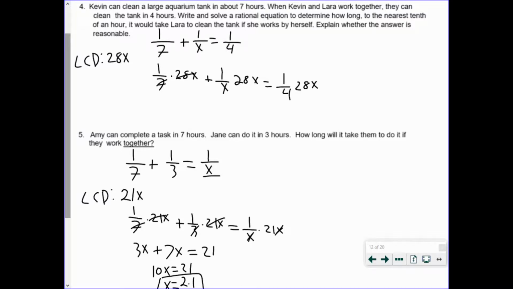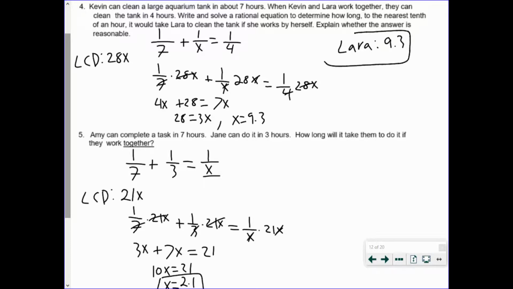28x divided by 7, that's going to give us a 4x. 28x all over x is going to give us a 28. And then over here, 28x divided by 7 is 7x. So we're going to minus the 4x, add like terms and solve for x. We get 28 equals 3x, or that x equals 9.3. So that means it takes Laura 9.3 hours to clean the tank by herself.